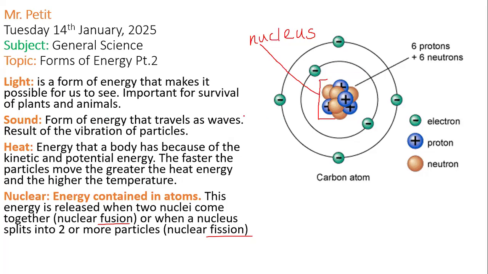Light. Light is a form of energy that makes it possible for us to see, important for the survival of plants and animals. Sound, a form of energy that travels as waves, the result of the vibration of particles. Very good. And Janaya, read heat. Yes, sir. Okay, go ahead.